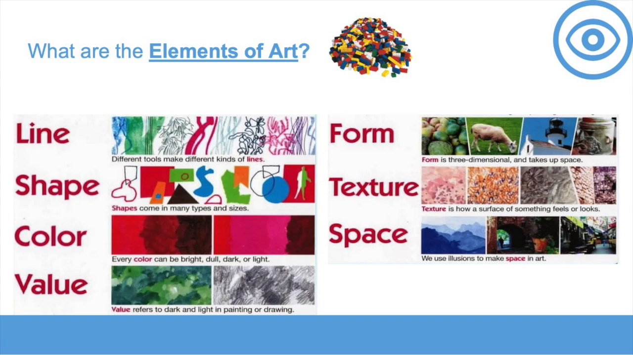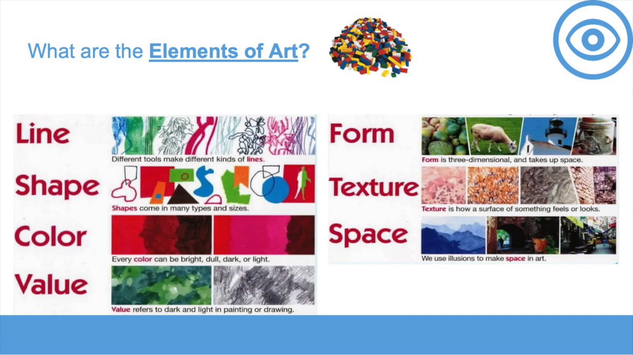Every visual artwork uses at least a few of the elements of art. The elements of art are line, shape, color, value, form, texture, and space. Line is just a dot traveling from one place to another. There's a variety of different mark-making tools that we can use to draw a line. A shape can also come in many different sizes. A shape is when a line crosses over itself.